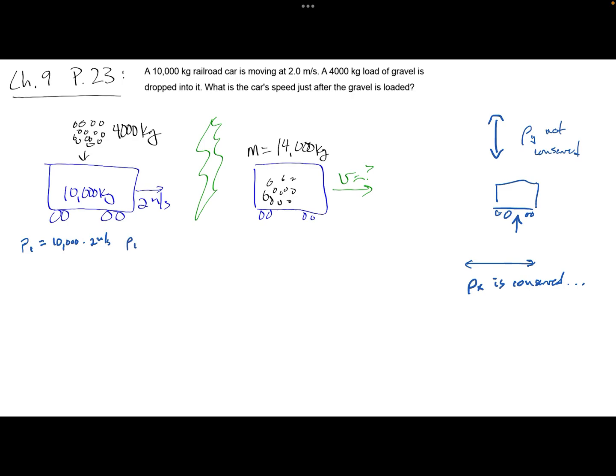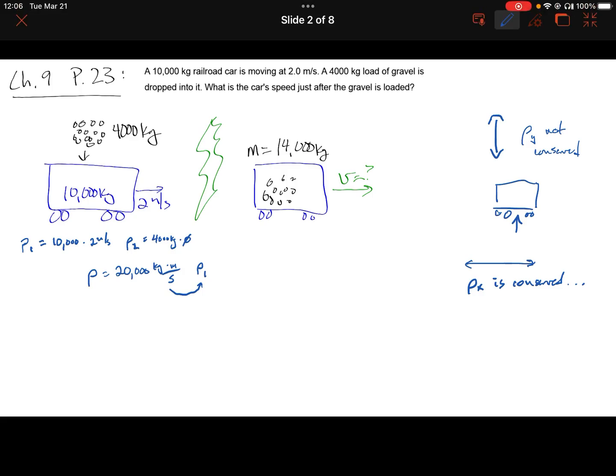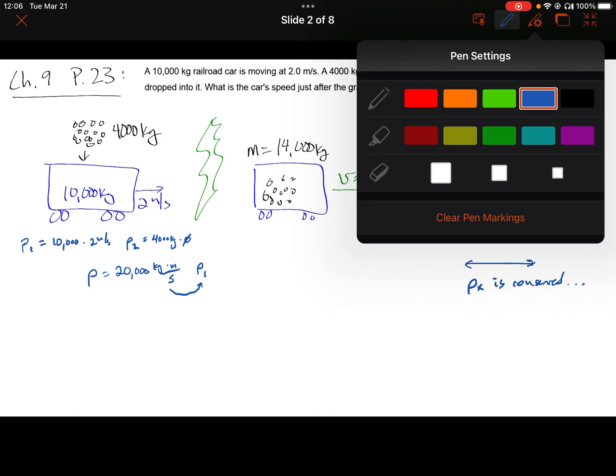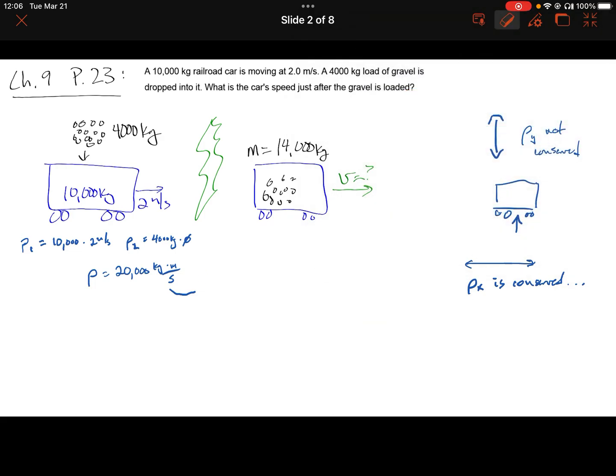The momentum of the gravel, call that object 2, is going to be its mass times its horizontal velocity, which is 0. Okay, so the total momentum before the collision is 20,000 kilogram meters per second. That means the total momentum after the collision is also going to be 20,000 kilogram meters per second.